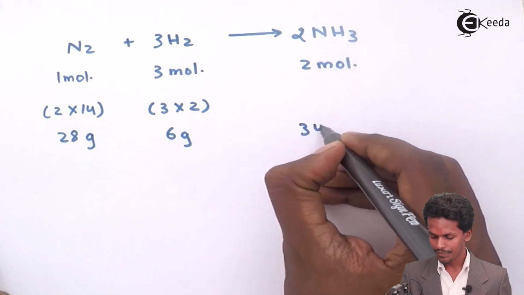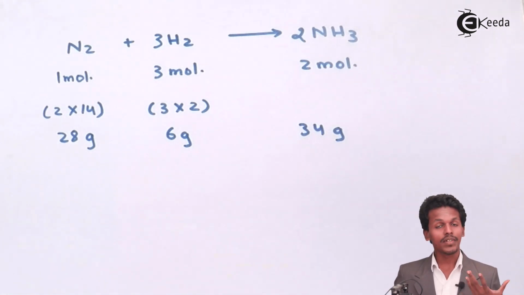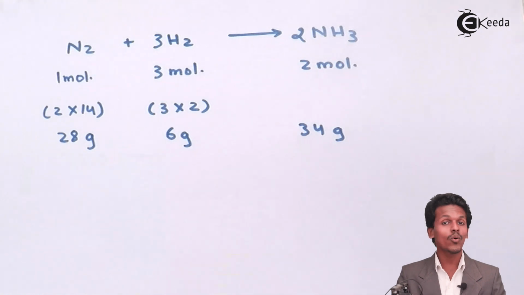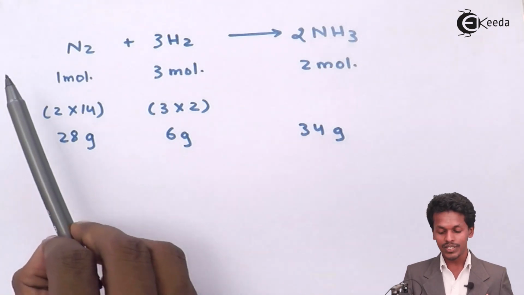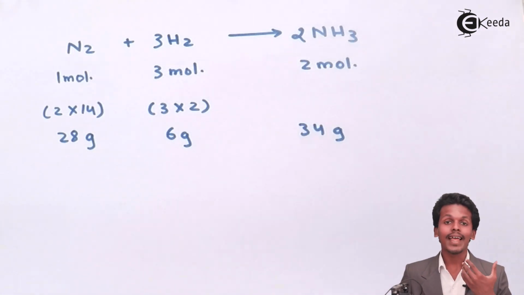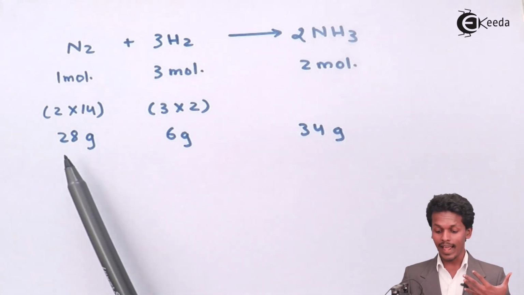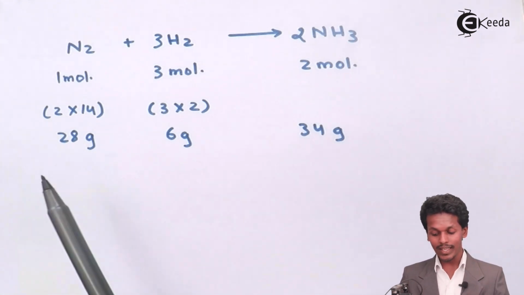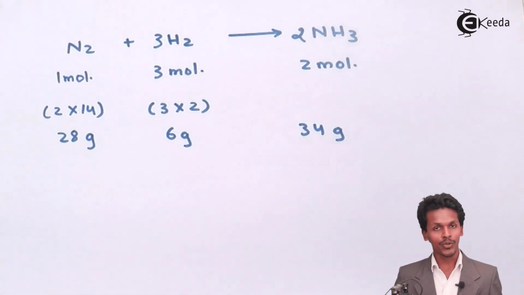So this is how 34 gram of ammonia is produced. This only happens if I have 1 mole of nitrogen, 3 moles of hydrogen and 2 moles of ammonia that I'll get. Or else I could say, when I have 28 gram of nitrogen and 6 gram of hydrogen, only then could I produce 34 gram of ammonia.